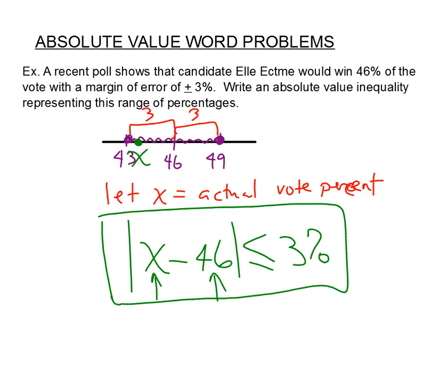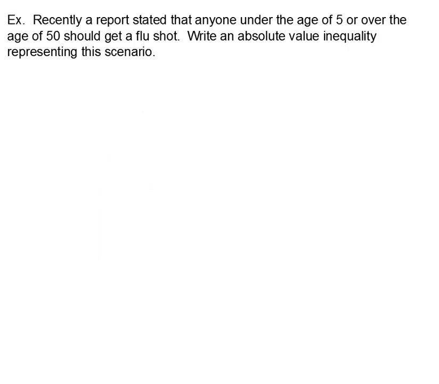Let's look at another one. This one says, recently, a report stated that anyone under the age of 5 or over the age of 50 should get a flu shot. Write an absolute value inequality representing this scenario. Just to make it easier on my eyes, I'm going to draw a little number line. The two numbers I'm considering are 5 and 50, correct? Under the age of 5 would be starting at 5 and going to the left. And over the age of 50 would be here and going this way.